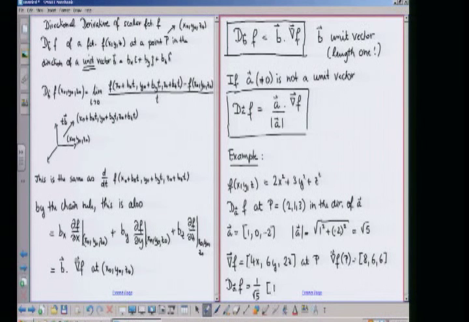So A was 1, 0, minus 2, okay? And grad f was 8, 6, 6. Okay, if we take the dot product, it's 1 over square root of 5. 1 times 8 is 8, plus 0 times 6 is still 8. Minus 12 is minus 4, okay? Times minus 4. And you see that this gives you a number, right? This number represents the directional derivative of this function f in the direction of the vector A.